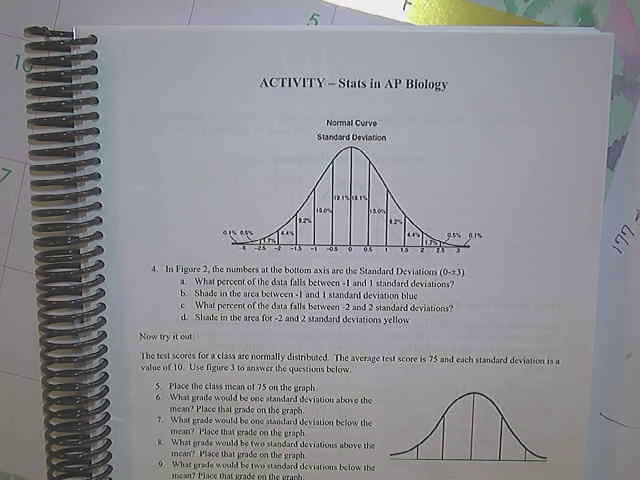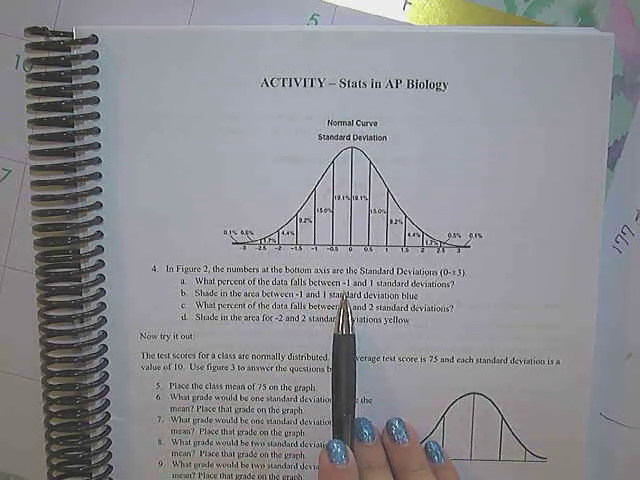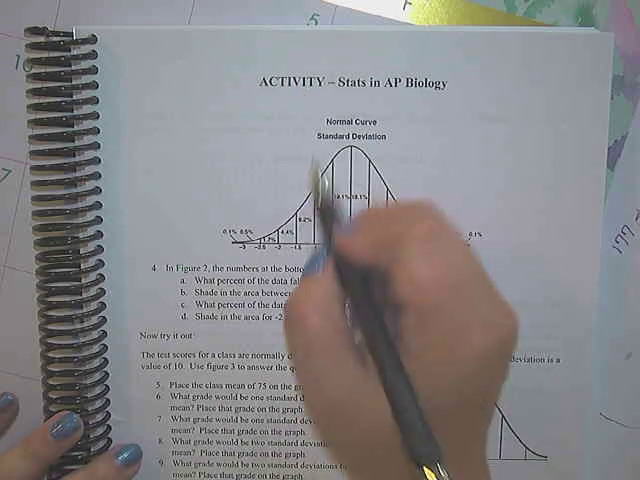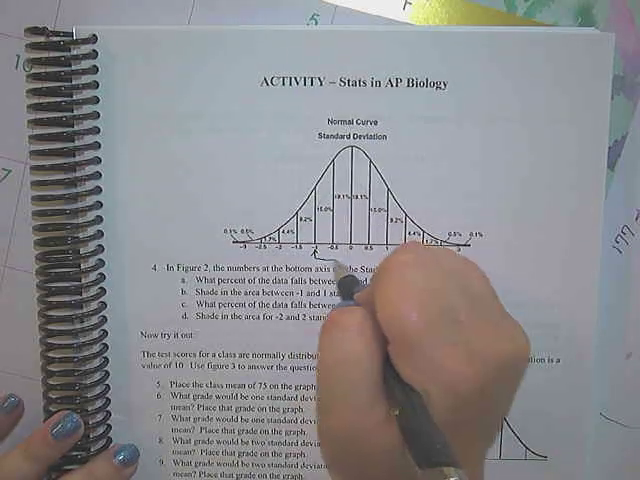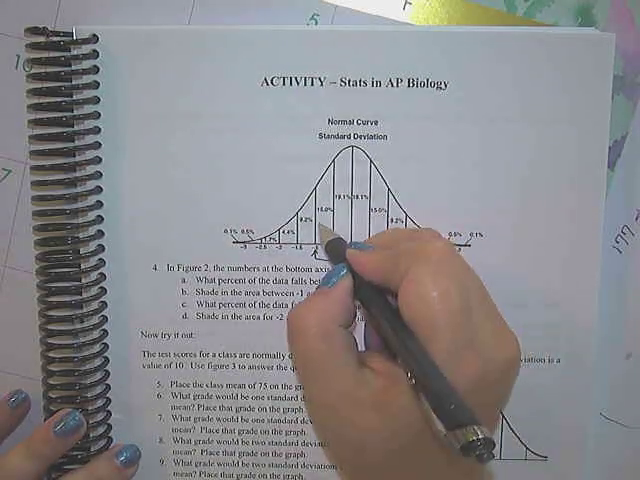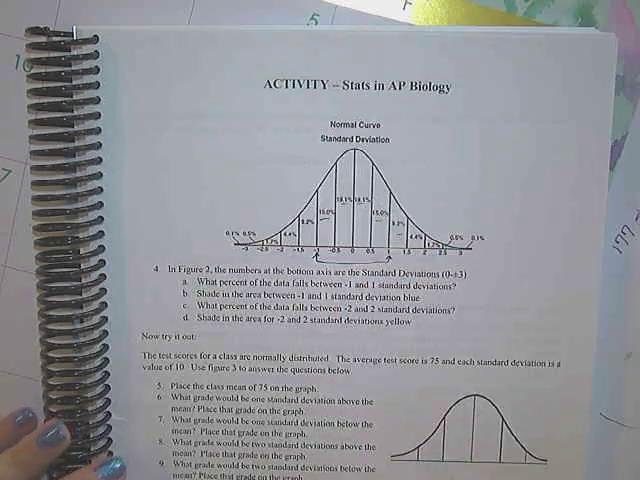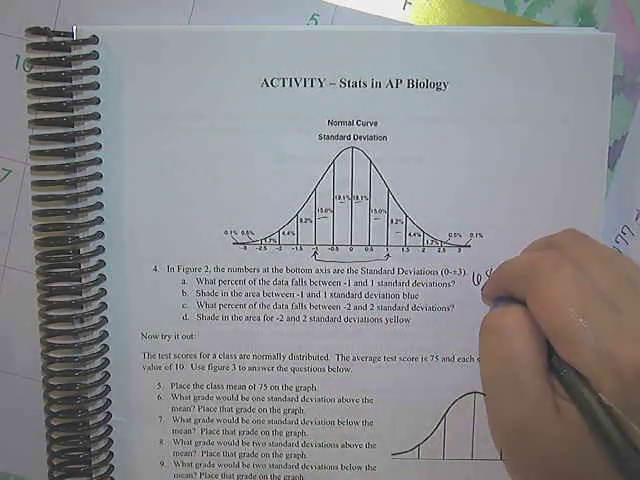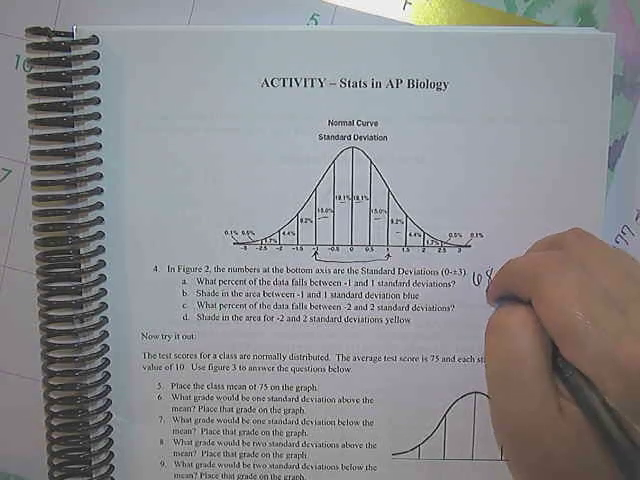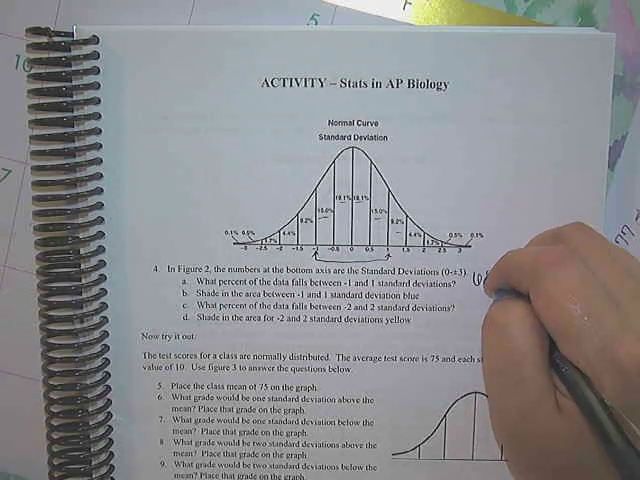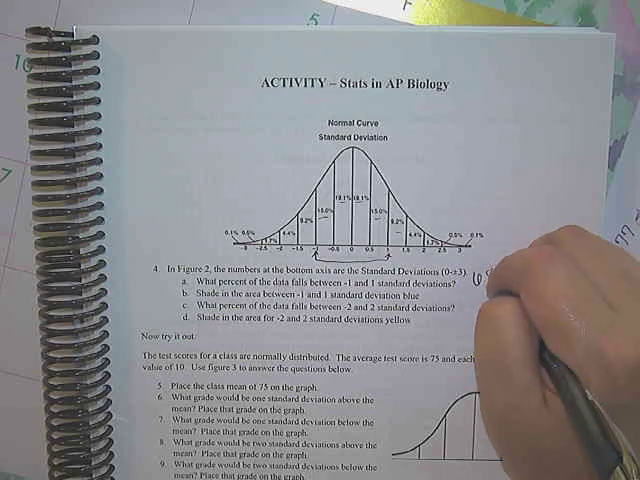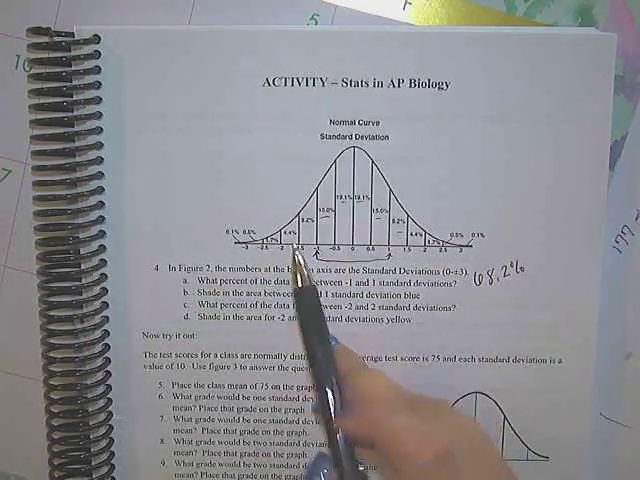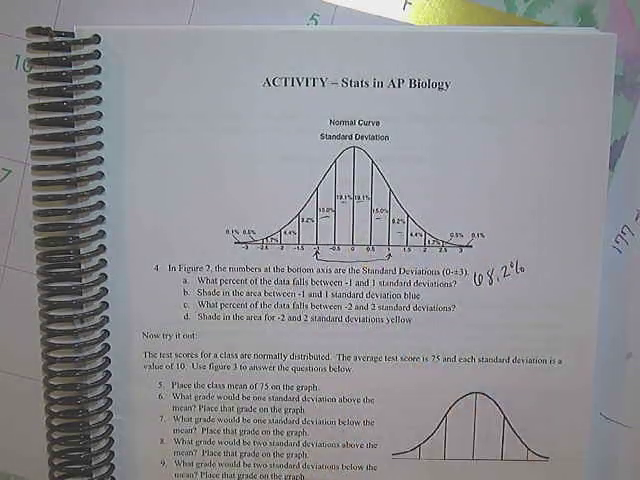So on page 15, there is a section here for you to do some addition, and you're also going to do some coloring as well. With the first part, it's asking what data falls between -1 and 1 standard deviation. So from this point to this point, you would add up the averages in between, and you should get 68.2% of the data would fall in this range right here.